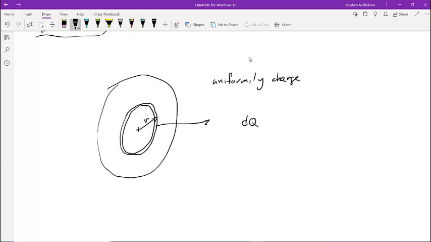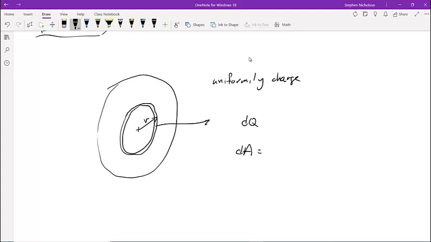And that charge is going to be equally distributed around that ring. And again, what we have is the area of the ring. The area of the ring is going to be equal to, and we're going to use a differential area because we have a very small segment here.